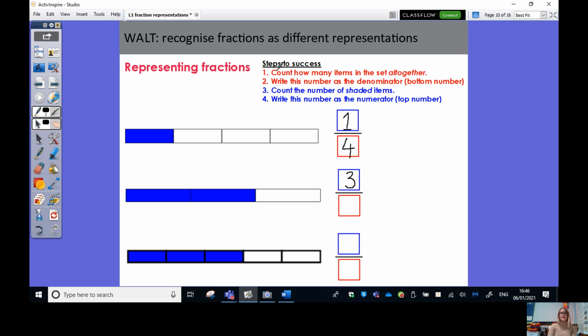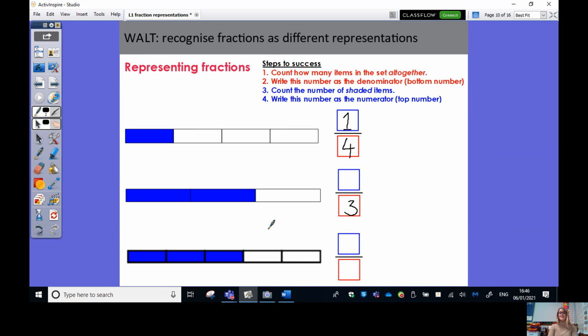Okay, fantastic. Hopefully you've recognised I need to write this number as the denominator, okay, because that's showing me how many are in the set altogether. So that one goes on the bottom as my denominator, and I've also put it in red to help you. So the next one, count the number of shaded items. So having a look, how many are shaded?